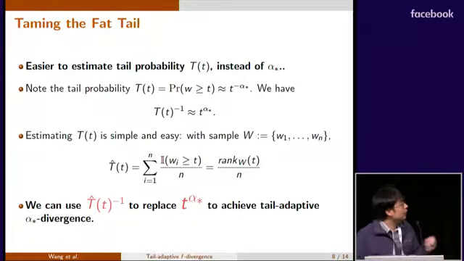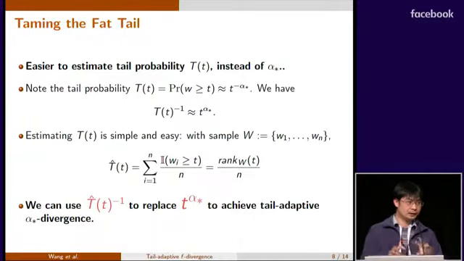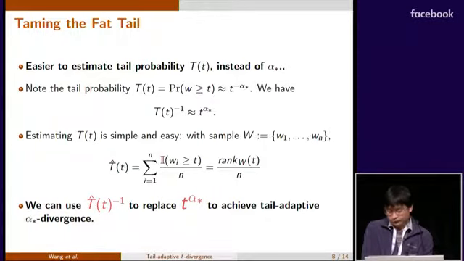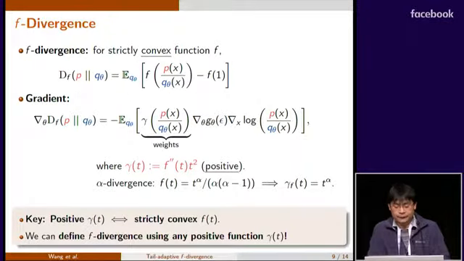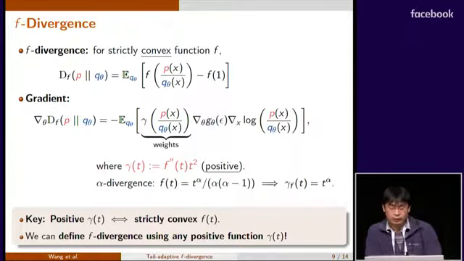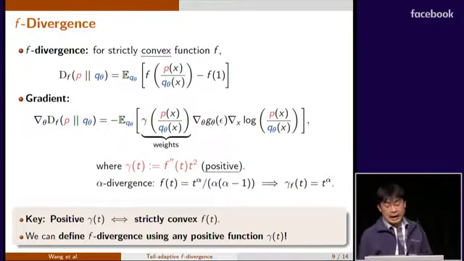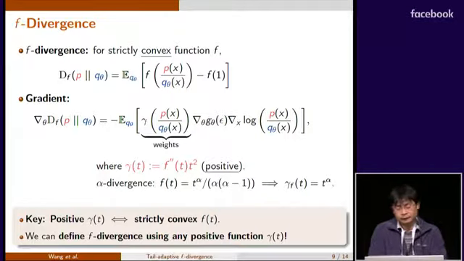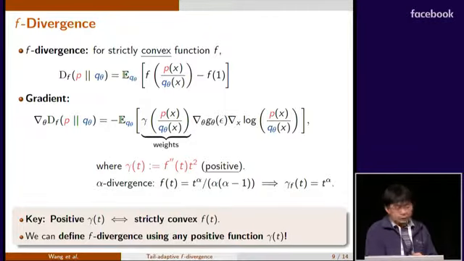So our idea is that instead of using a power distribution, we can use the inverse tail distribution. This allows you to dynamically adjust the magnitude of alpha according to the tail probability of P divided by Q. So let's try to replace the alpha by the tail probability. But because the tail probability is not a power function, we need to generalize alpha divergence. This turns out to need what's called f divergence. It's a generalization of alpha divergence, which replaces the power function with an arbitrary strictly convex function.